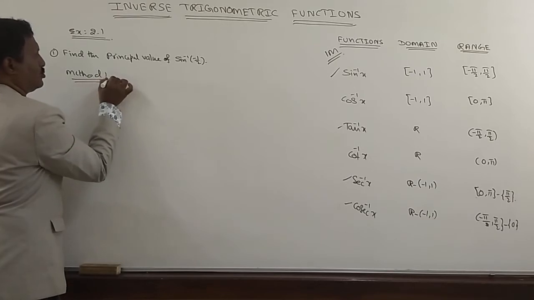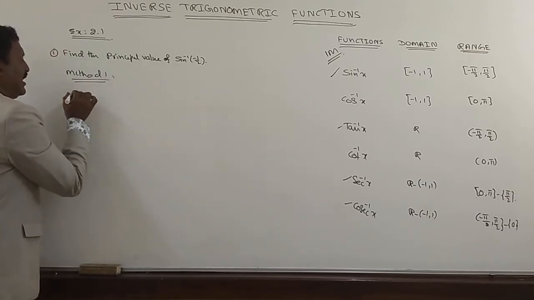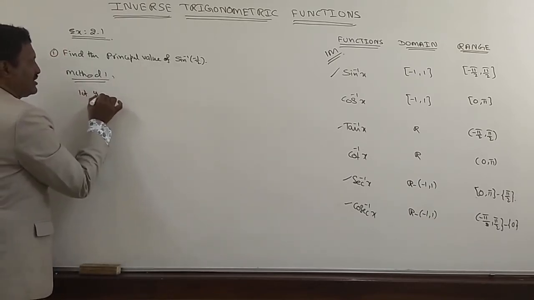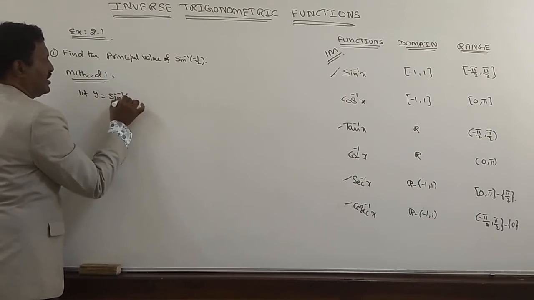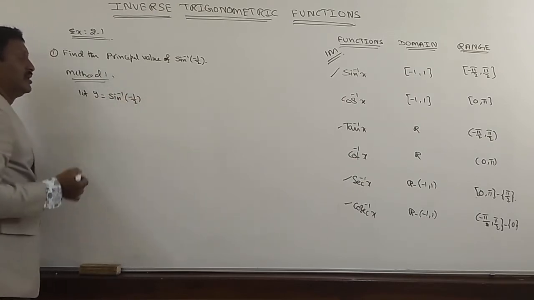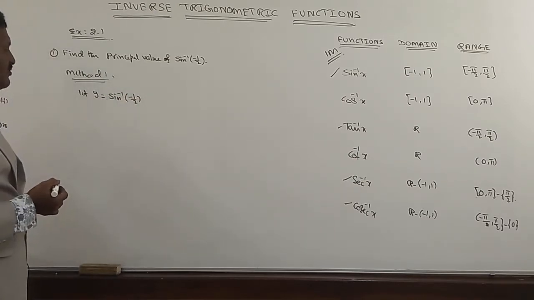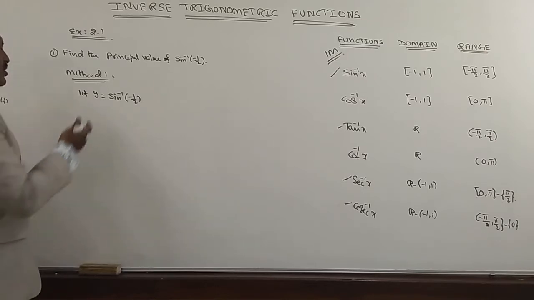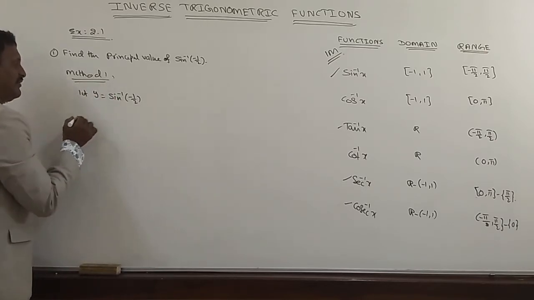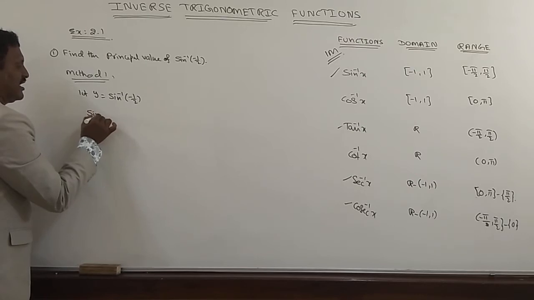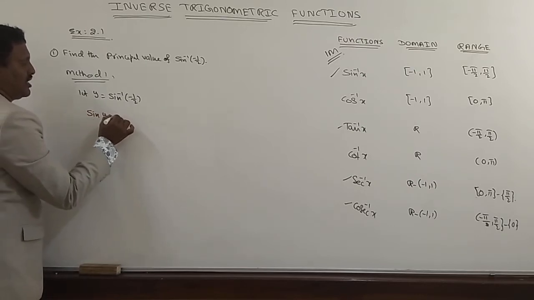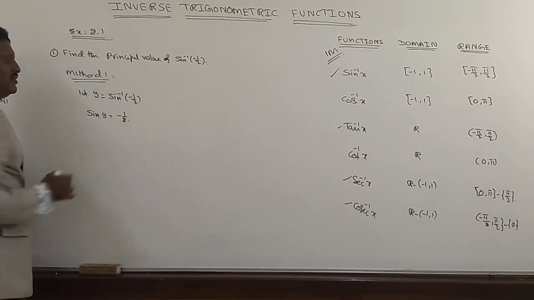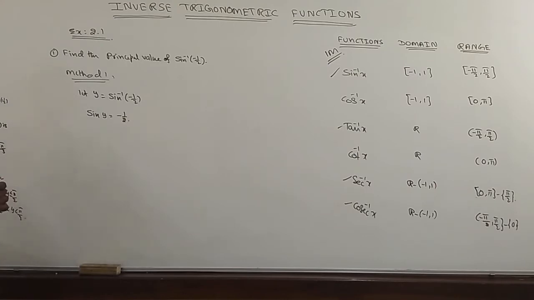Method 1, how to solve. Now let y is equal to sine inverse of minus 1 by 2. Now sine inverse, take down to the left hand side. We can write sine y is equal to minus 1 by 2.